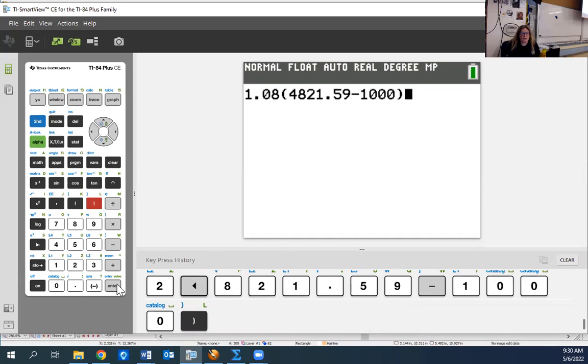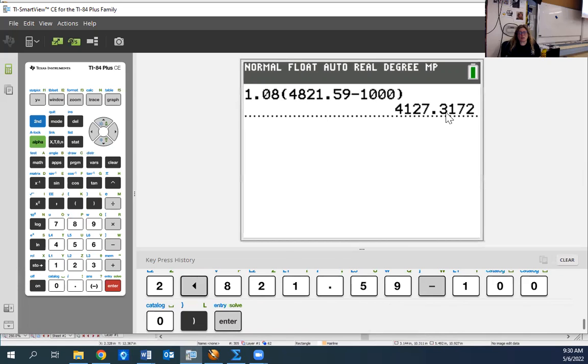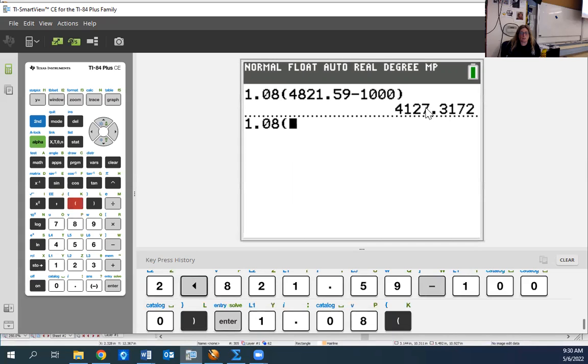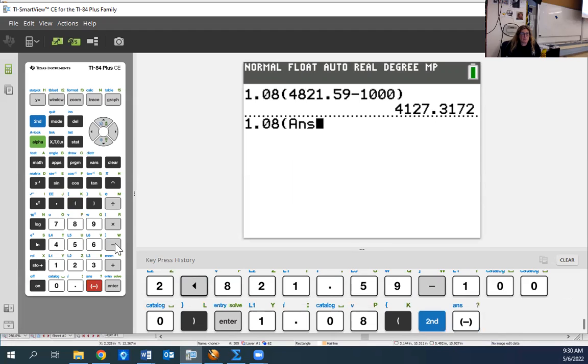Okay, guys, does everyone know how to take the answer from the previous problem and insert it into the next operation? It's a fabulous thing on the calculator. I'm going to do 1.08, and then parentheses. I just wanted to put the 4127.3172 in. You guys see how it says ANS right above the negative sign? I'm going to do second ANS minus, that's the answer before, minus 1,000.